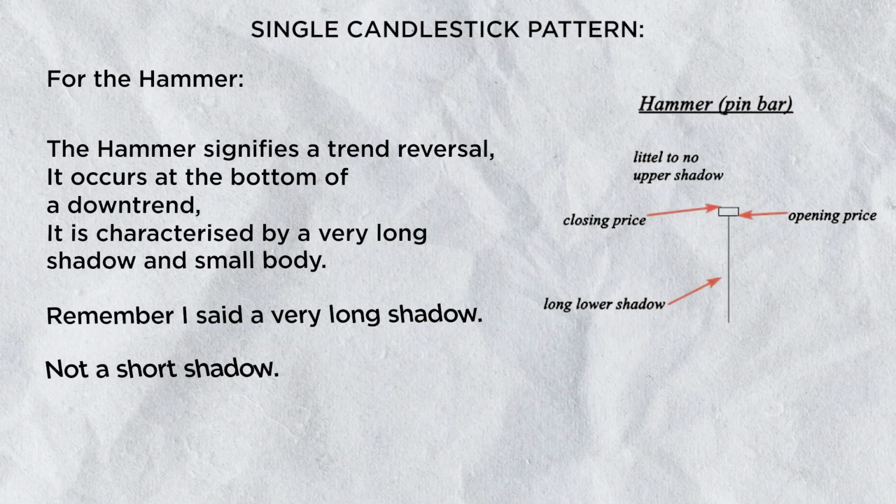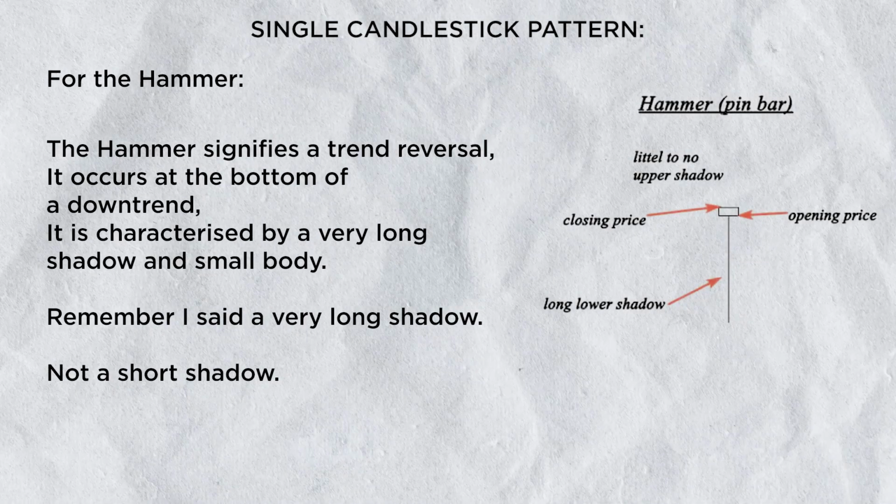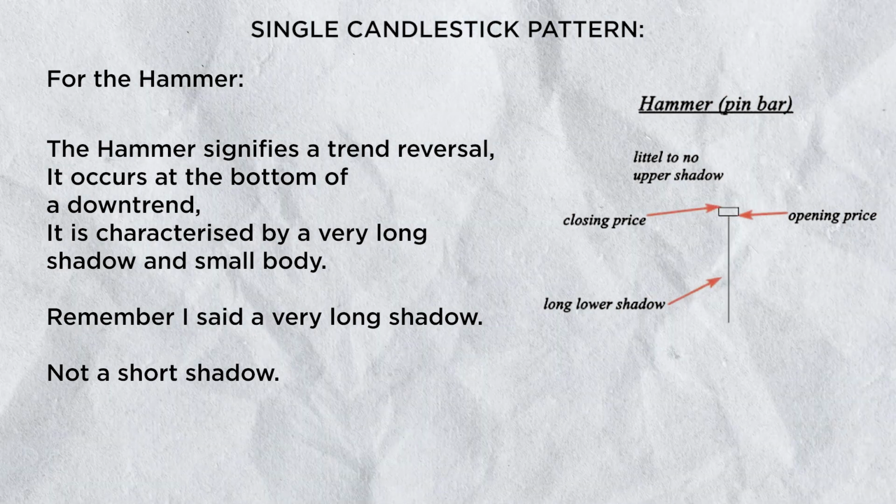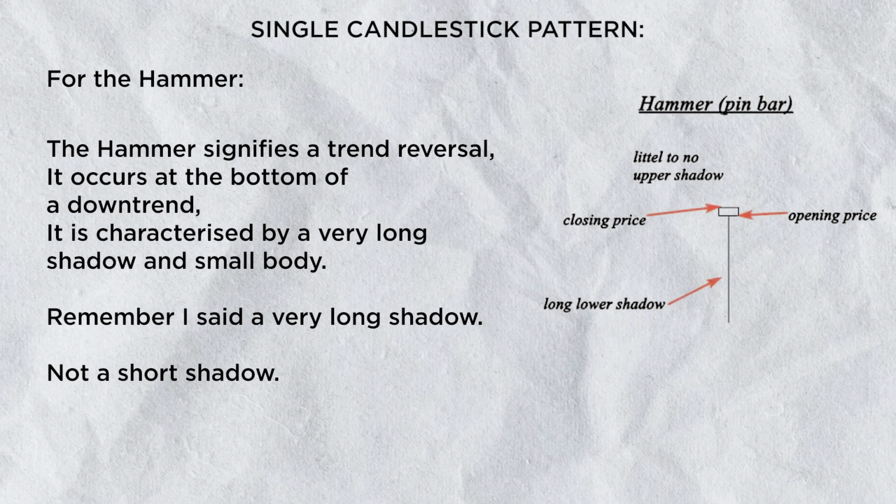The hammer. The hammer signifies a trend reversal. It occurs at the bottom of a downtrend. It is characterized by a very long shadow and small body. Remember, I said a very long shadow, not a short shadow.